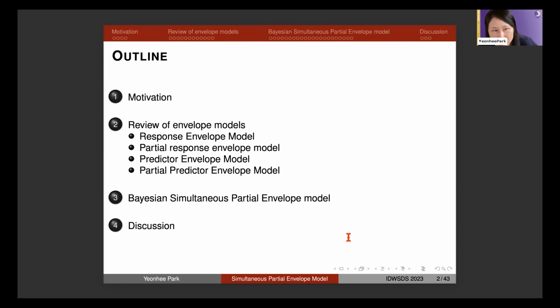I will provide motivation and review of envelope models first, and then I will introduce a new model, Bayesian simultaneous partial envelope model, and I will wrap up with the concluding remarks.